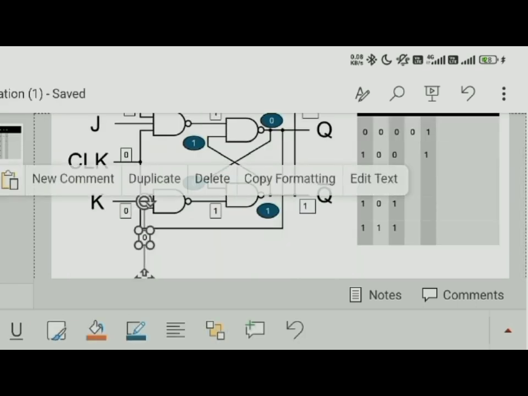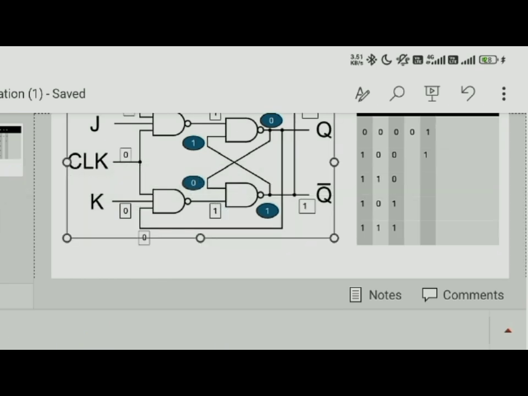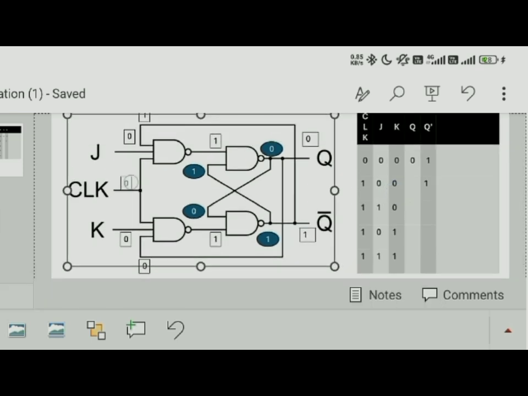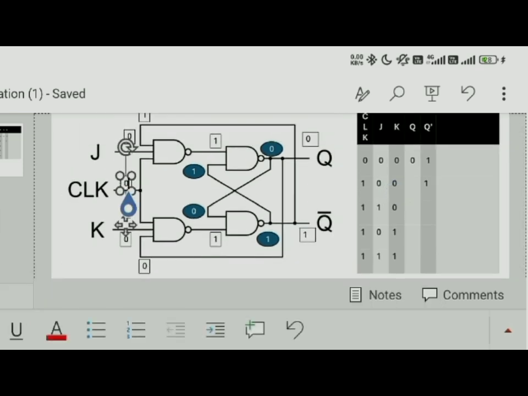Below, there are three zeros. So 0 times 0 times 0, of course it's 0, but the complement of 0 is 1. Now 1 times 0 is again 0, the complement of 0 is 1. So the value of Q complement is 1. Now, what if the clock is 1?